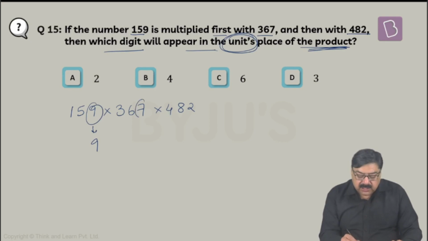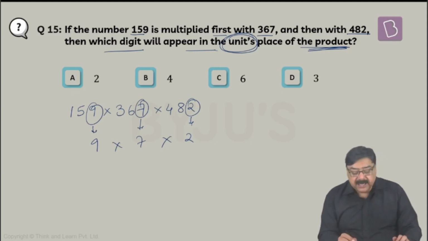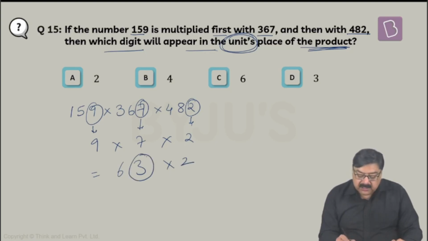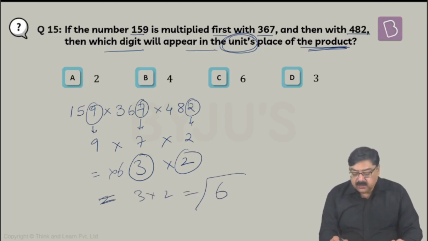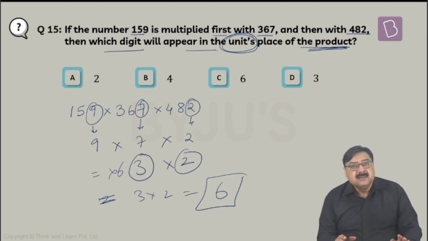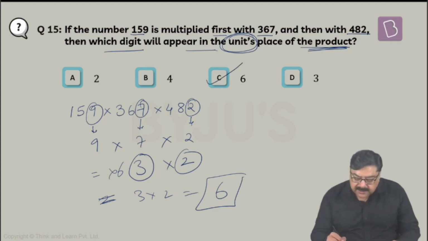We will only choose the digits in the units place of these three numbers. So 9 into 7 into 2 is what we are looking at. 9 into 7 is 63 into 2. Again, we need only the units digit, so we will ignore the 6. Ultimately, it works out to be 3 into 2. Your answer here is 6. 6 will appear in the units place. So C should be the answer here.